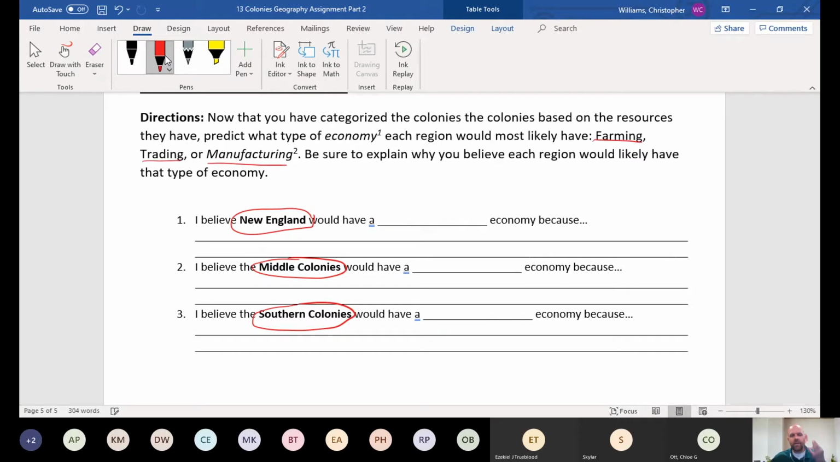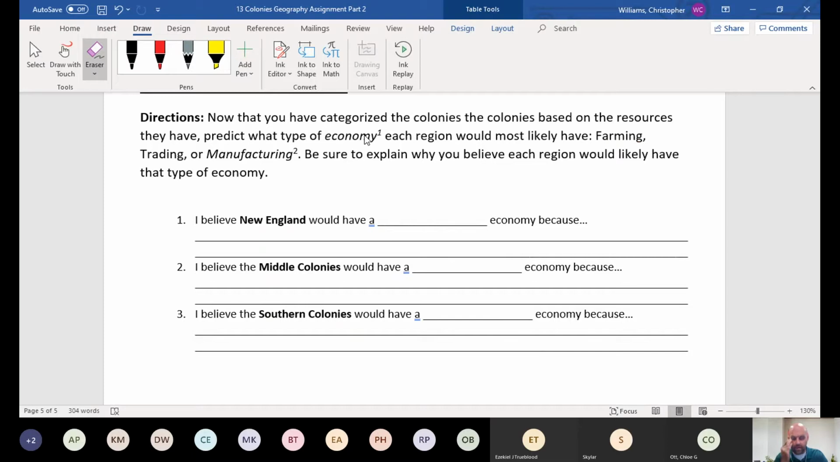So you have three different types of economies, three different ways that they make money, and they can only be used once. So I want somebody to tell me what they think is going to work for each of these regions. In other words, just for the first part where we're filling in the blank to complete the statement, which of these is going to work the best for New England?